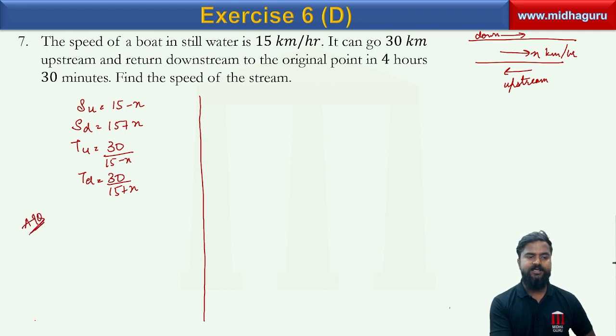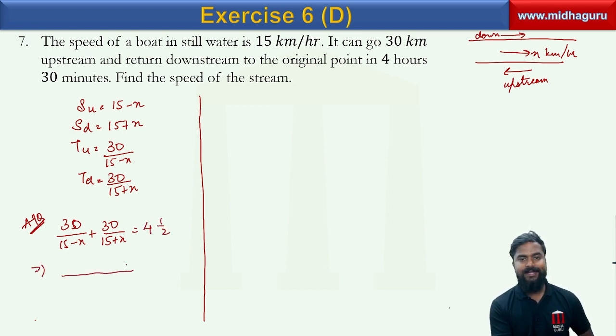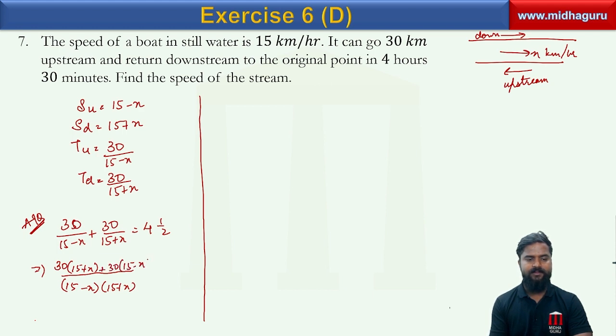Now according to the question, these two times, that is once to go upstream and once to come back downstream, the boat takes 4.5 hours, that is 4 hours 30 minutes, which you can write as 4.5 hours. Now we'll take the LCM here as 15 minus x into 15 plus x. Then we'll multiply 30 into 15 plus x, and then 30 into 15 minus x. This is equal to 9 by 2.